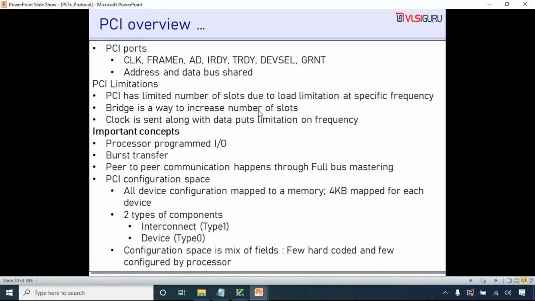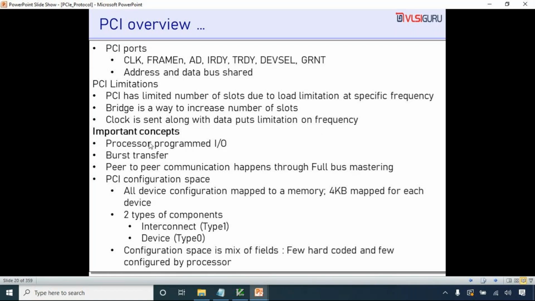A bridge is the way to increase the number of slots. What do you do? You connect one more interconnect. You connect both interconnects through a bridge, so that you can increase the load. I mean, you can increase the number of devices connected. Clock is sent along with the data, which puts a limitation on the frequency. Whenever you send a clock as a separate signal along with your other signals, it always becomes a limitation for you.